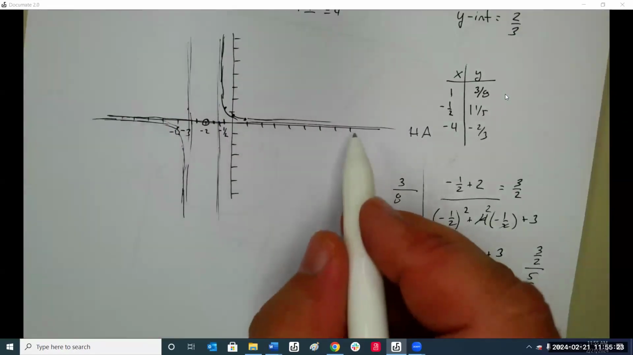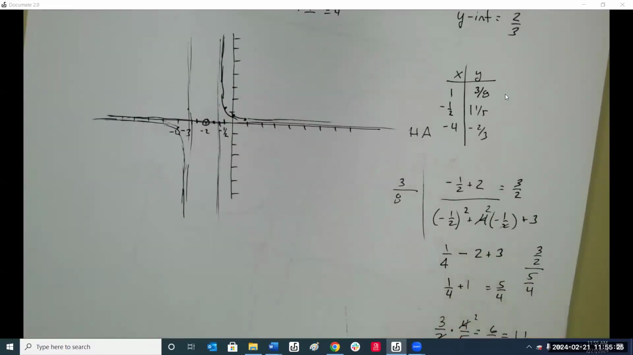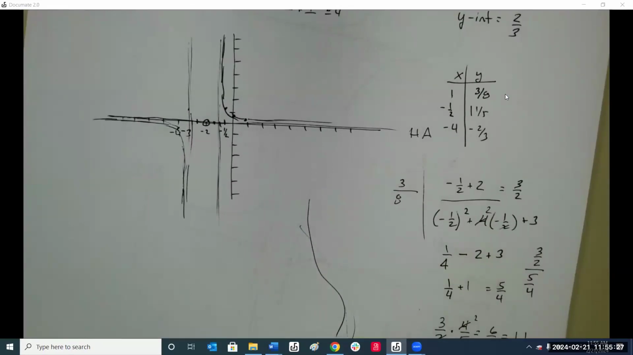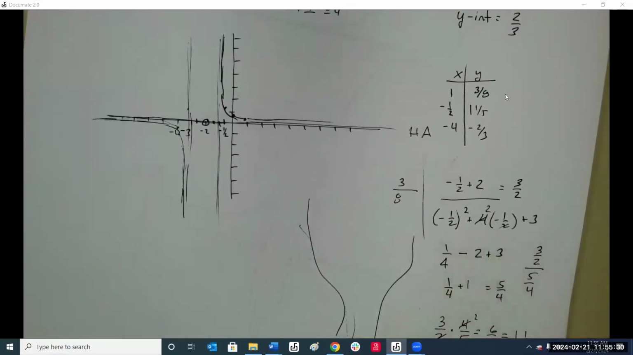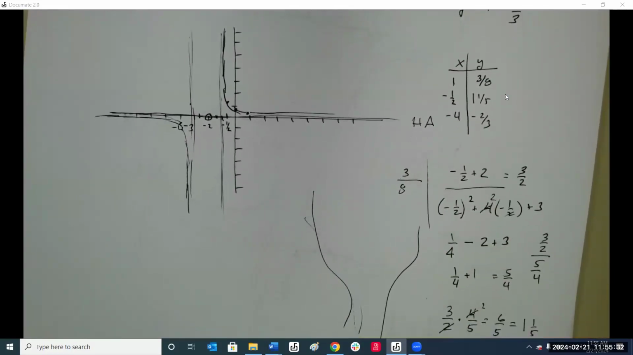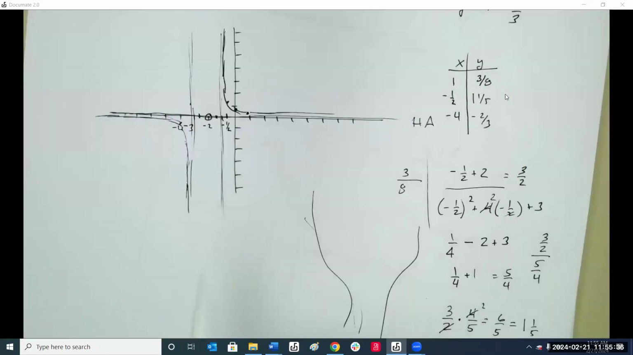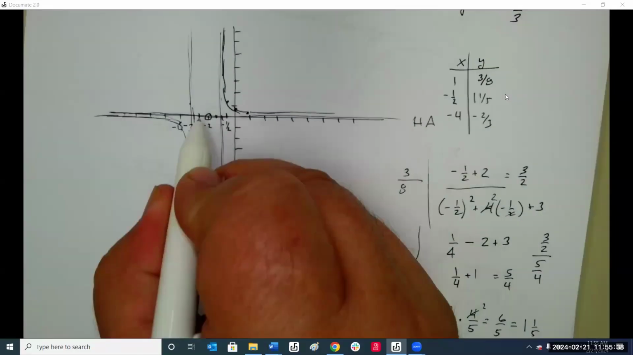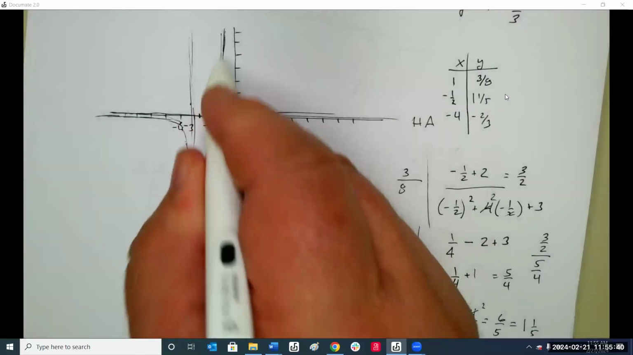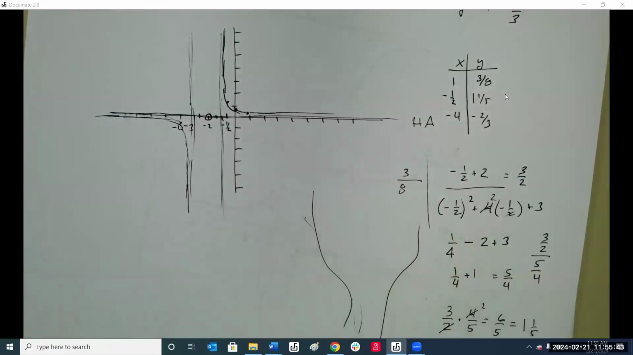Typically, if the horizontal is 0, they'll look like either like that or like that. Since we know it crosses at -2, it's not going to be a parabola. We just have to figure out which side it's going to go, down or up.